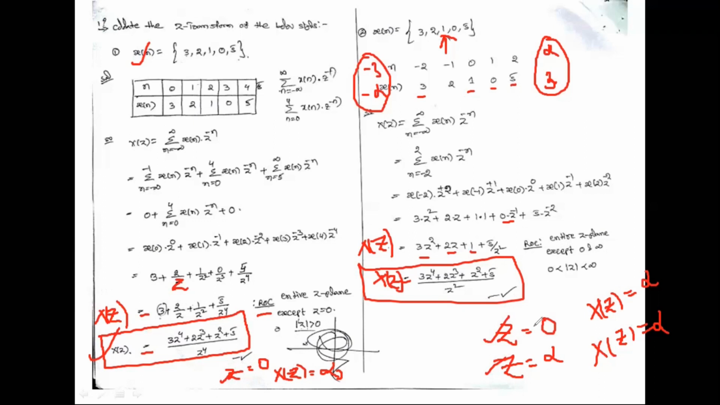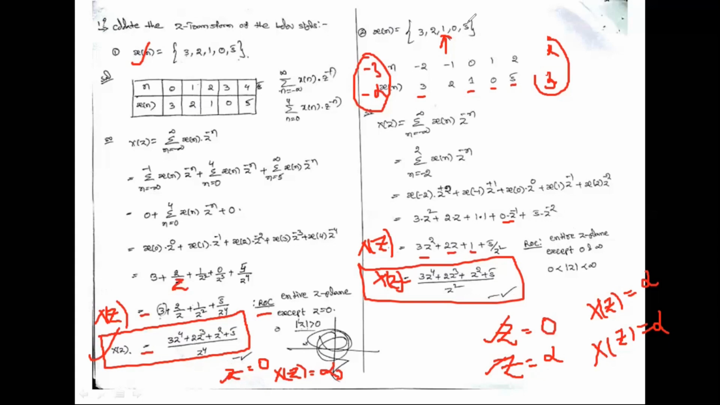But for this given equation, the ROC, the region of convergence, is the entire z plane except z is equal to 0 and z is equal to infinite. And for all the remaining values, the function exists. It is not getting infinite, it is getting a finite value only. Got it, my student? That is the ROC.